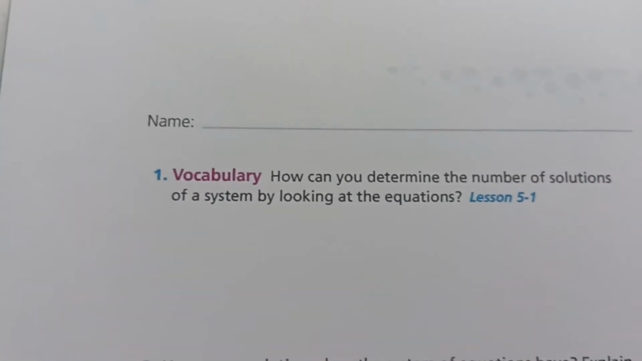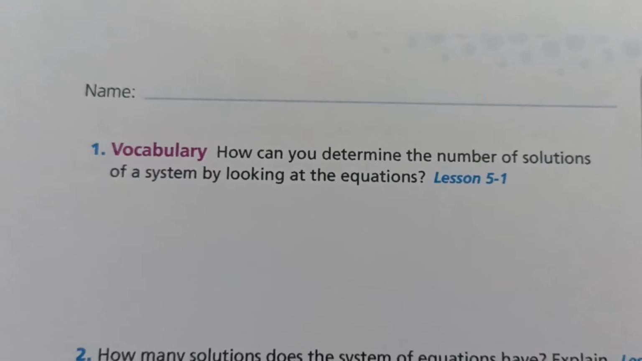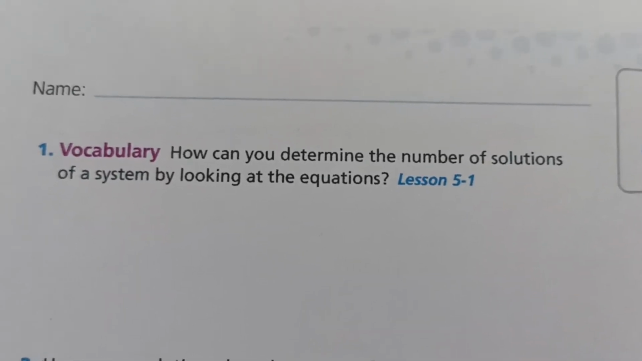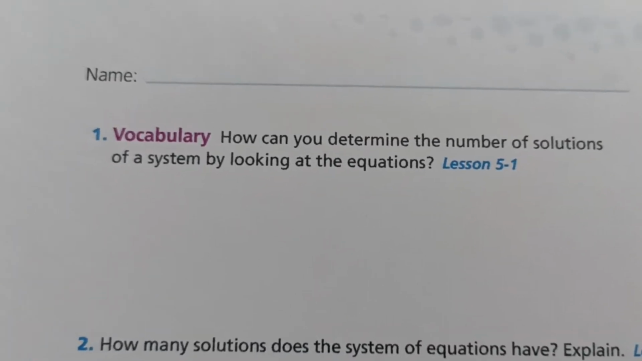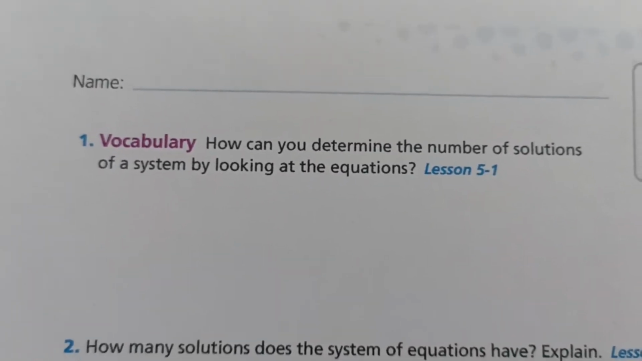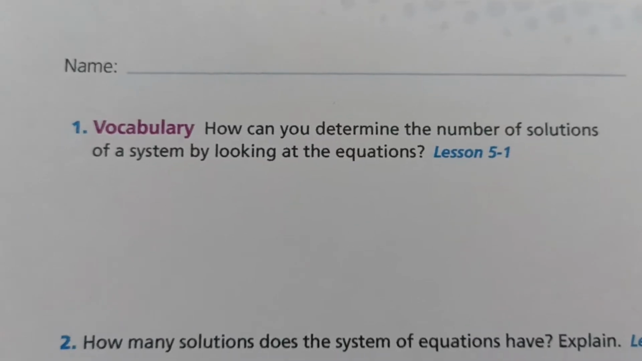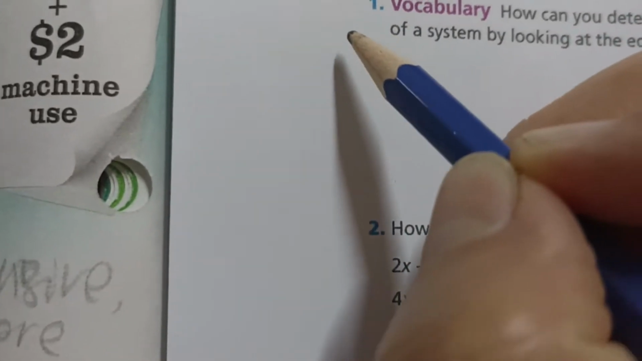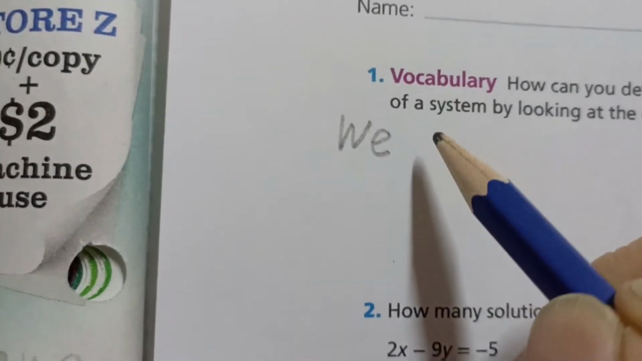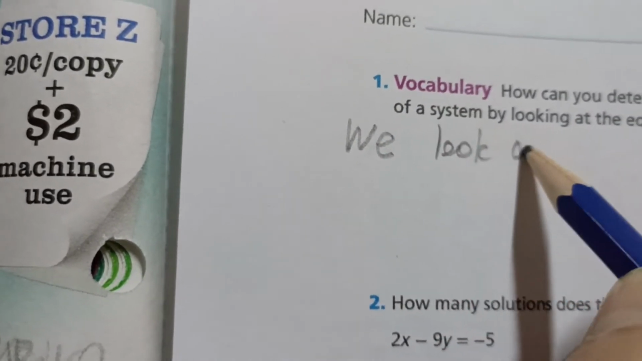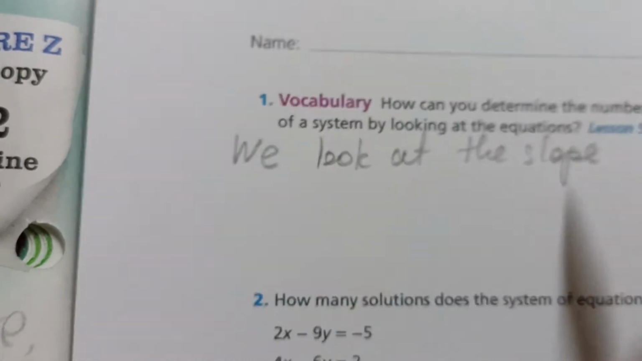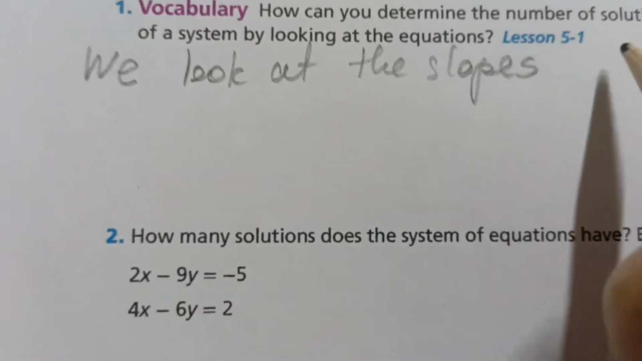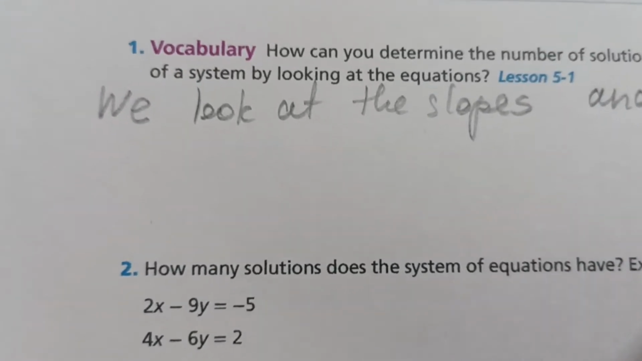So question number one, it's about writing. How can you determine the number of solutions of a system? By looking at the equations. Okay, here we need to write what we know about the slope and y-intercept. So in simple words you may write that we look at the slopes actually of both equations, and y-intercepts.